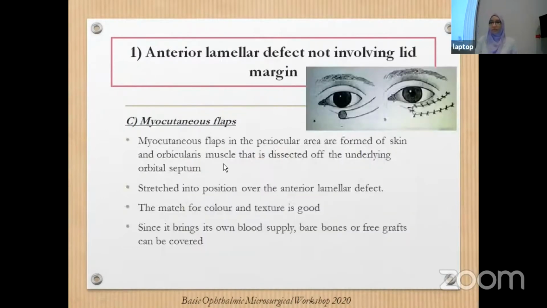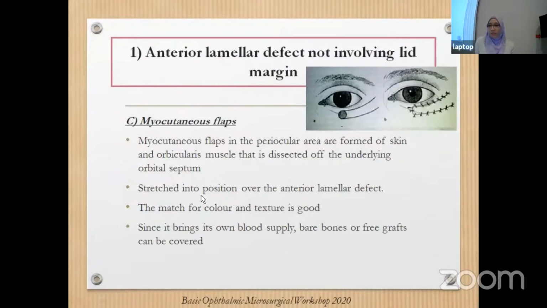Okay, the third one is a myocutaneous flap. We perform the myocutaneous flap in the anterior lamellar defect, not involving the lid margin also, but the defect involving the quite deeper layer up to the muscle, okay? It's in front of the orbital septum, anterior to it.